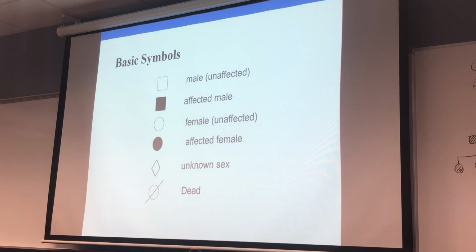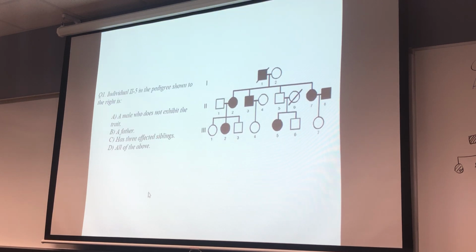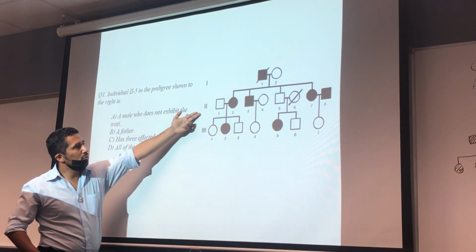Make sure you know these symbols: square, white, unaffected; square, black, affected male. Here you have female, unaffected, and affected female, unknown sex, and death. But for question number one, individual 2 and 5 in the pedigree shown to the right is what? Right here, 2, 5.